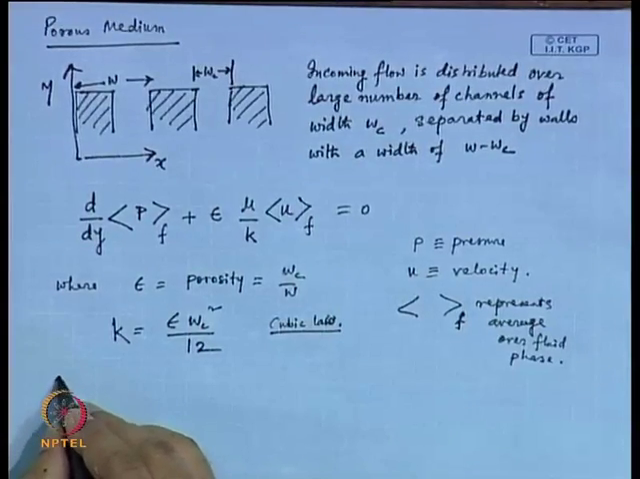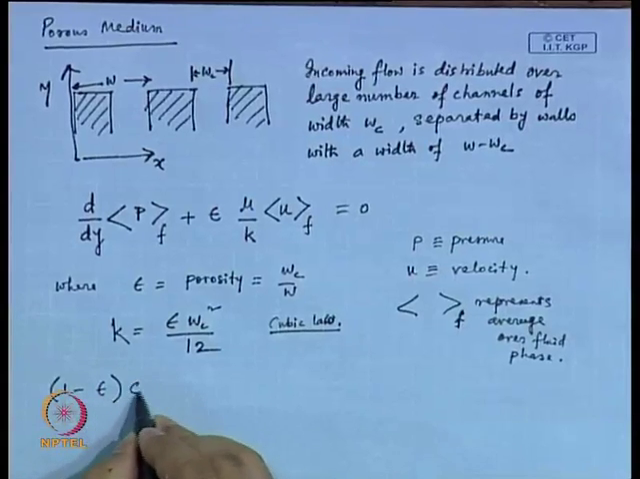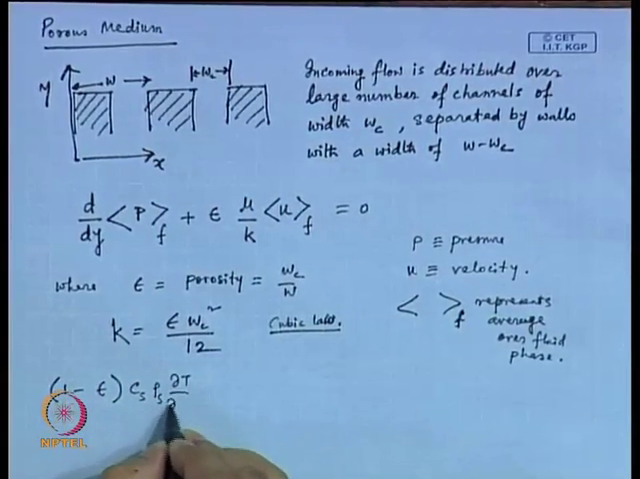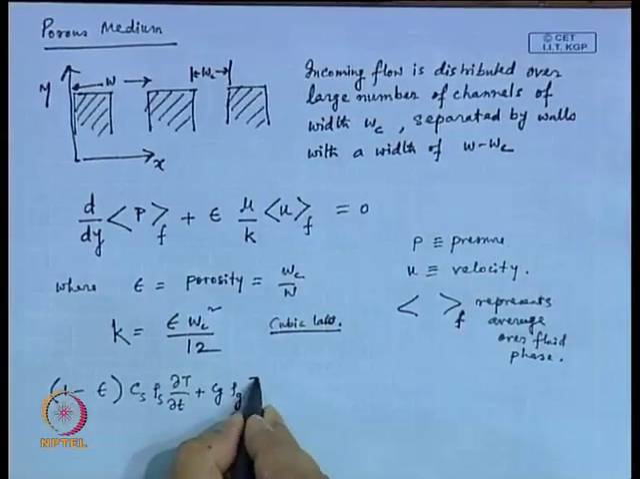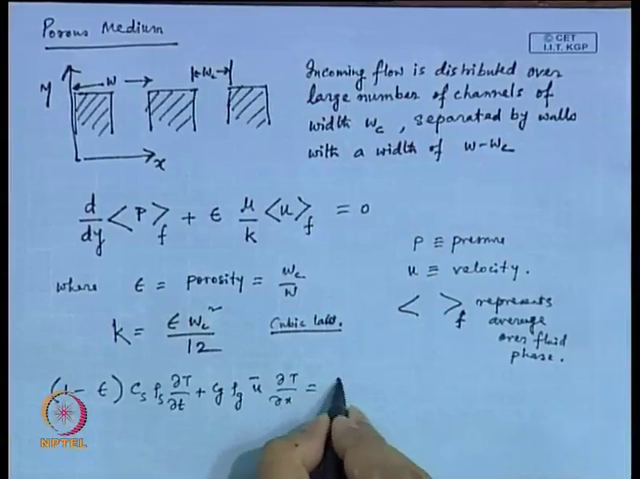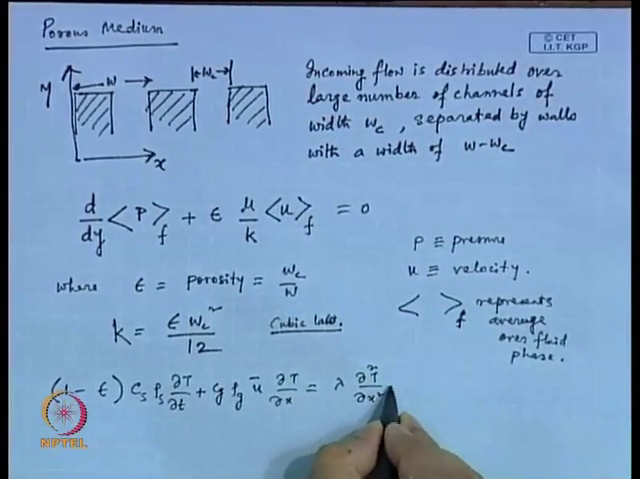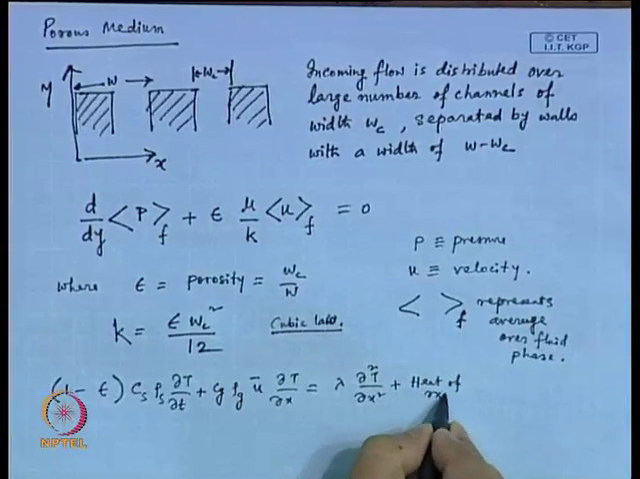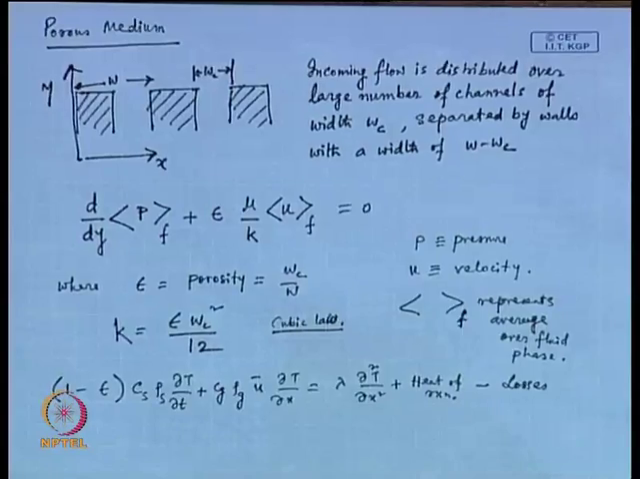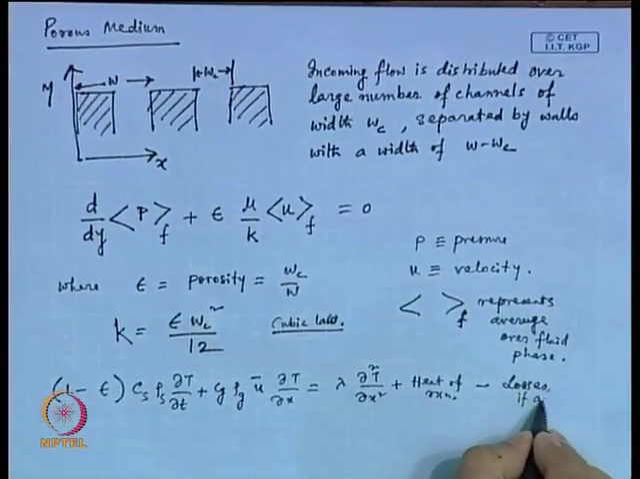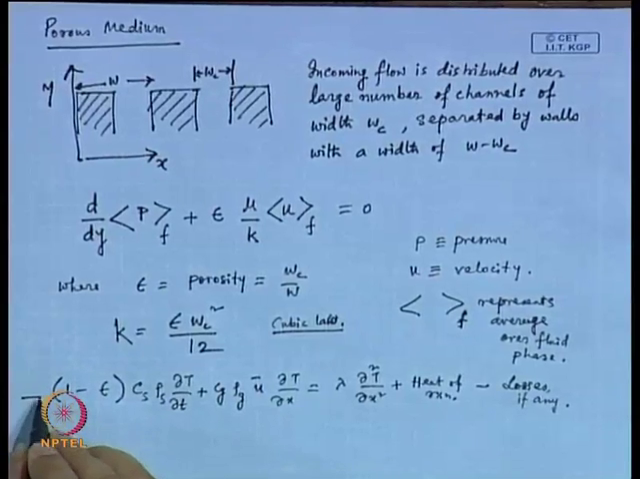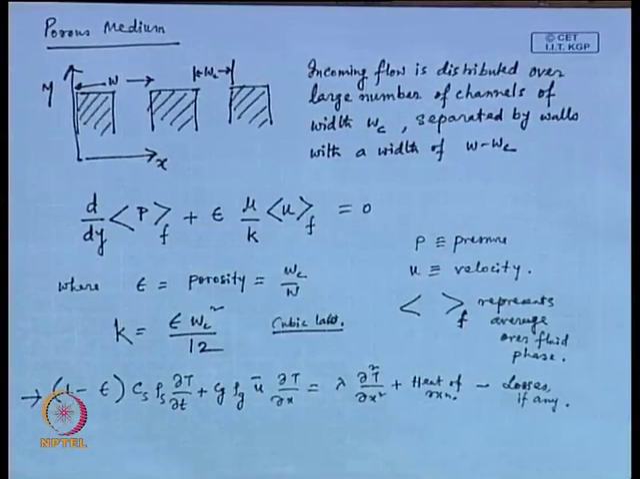The other issue here is the heat transfer, which is written as (1 minus epsilon) C_s rho_s del T, plus C_g rho_g u bar del T del x, that is equal to lambda del square T del x square plus heat of reaction minus losses if any. This is how the heat balance equation is considered. What are we doing here? Can somebody guess what we are up to? What is prompting us to write it this way? We are talking about only one temperature. Have you noticed that? Whose temperature is this then?